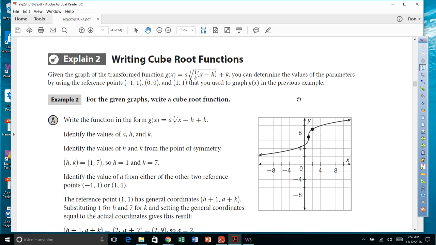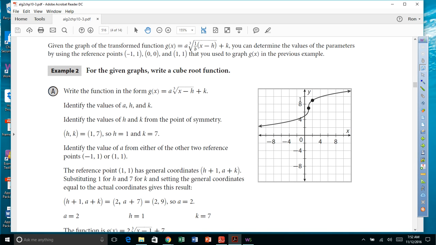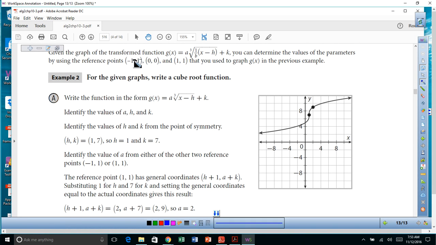Writing cube root functions. Given the graph of the transformed function g of x equals a times the cube root of 1 over b times x minus h, plus k, you can determine the values of the parameters by using reference points. It should be negative 1, negative 1, 0, 0, and 1, 1 that you use to graph g of x in the previous example. So, folks, there's a little typo there in our book.